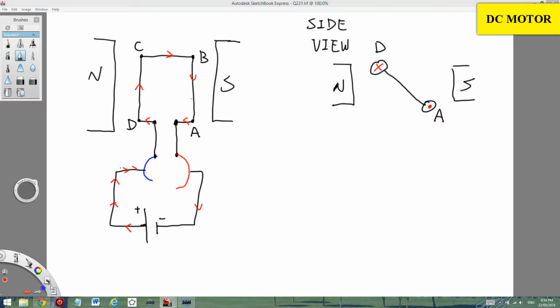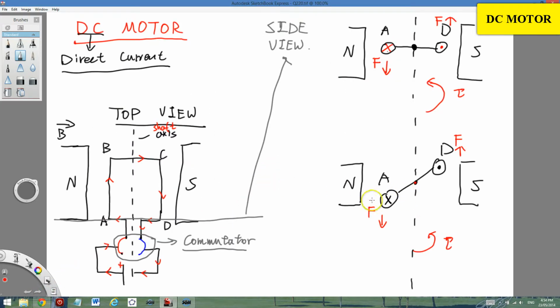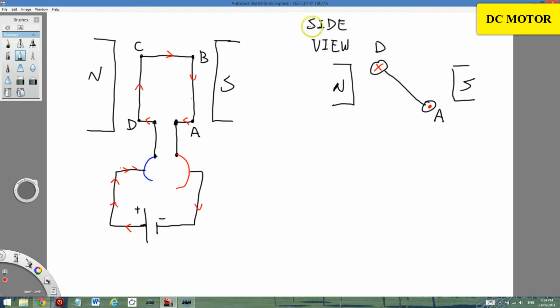Compare with what happened before. Now the line CD is on the left, so the current flows into the page at D and comes out at A. It swaps. So if you do your right-hand rule, you're going to find that there is a force acting downwards at point D and pulling upwards at point A. Do your right-hand rule and check whether this is right.